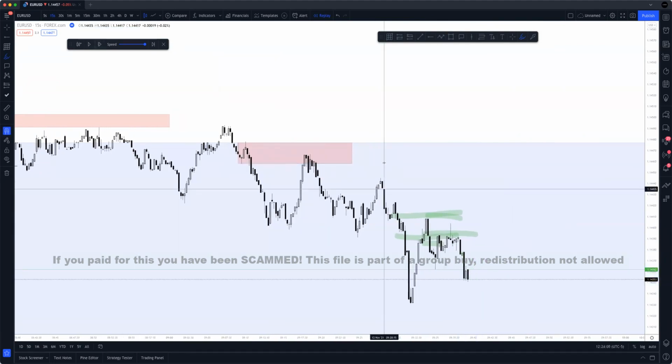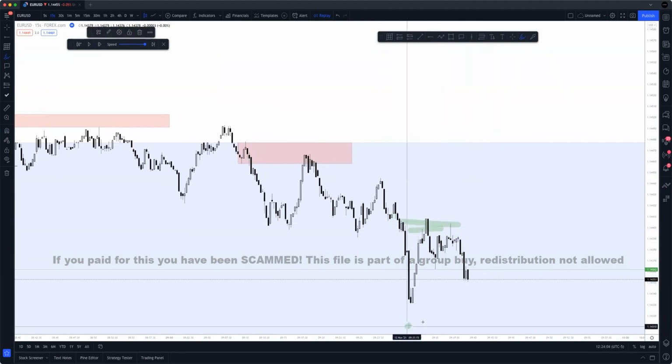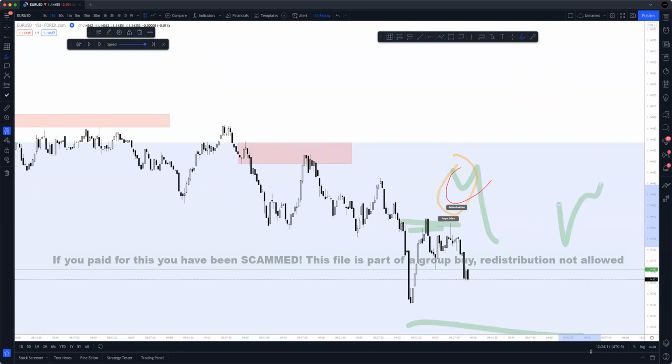Okay, there's the new low. Okay, so what is supply's job? This supply should take out structure. Yes or no? It's a pretty easy question. Obviously it should, right? That's the idea.